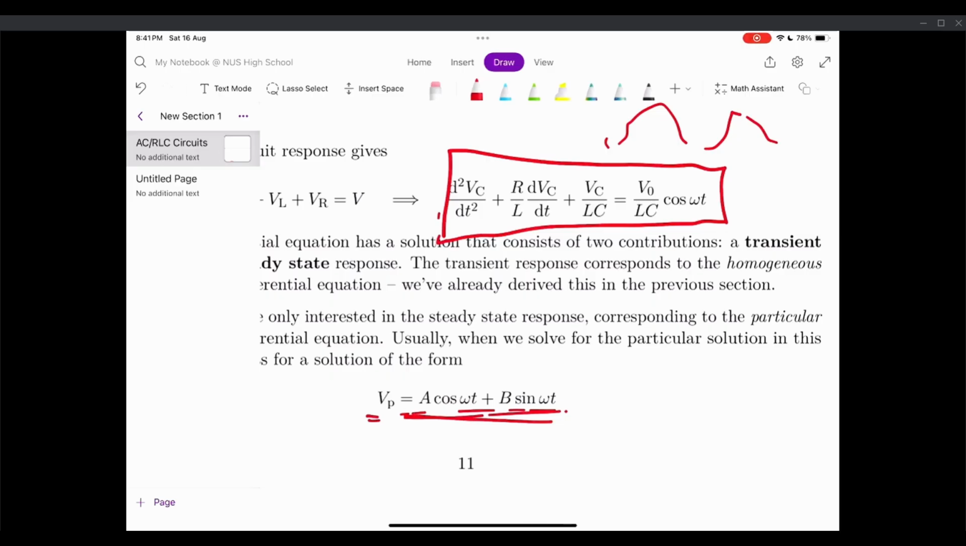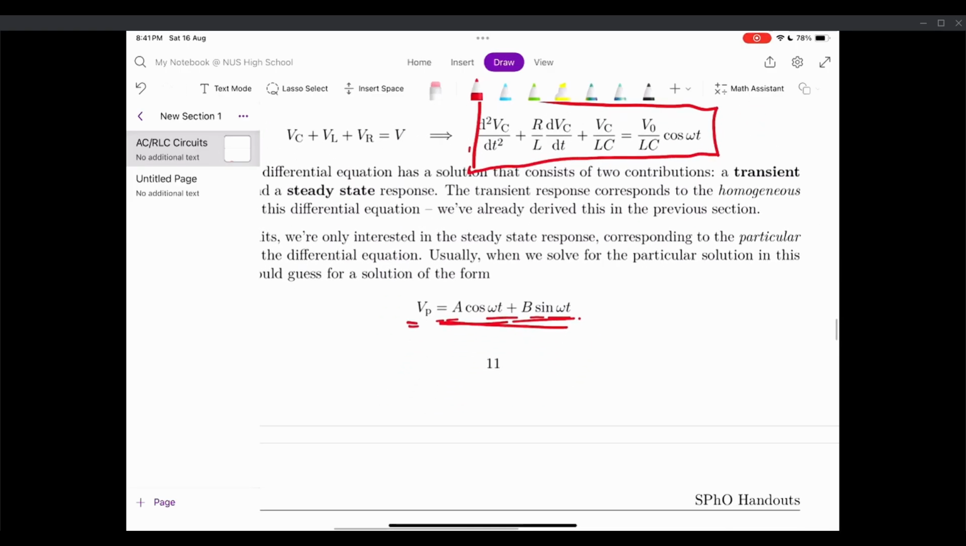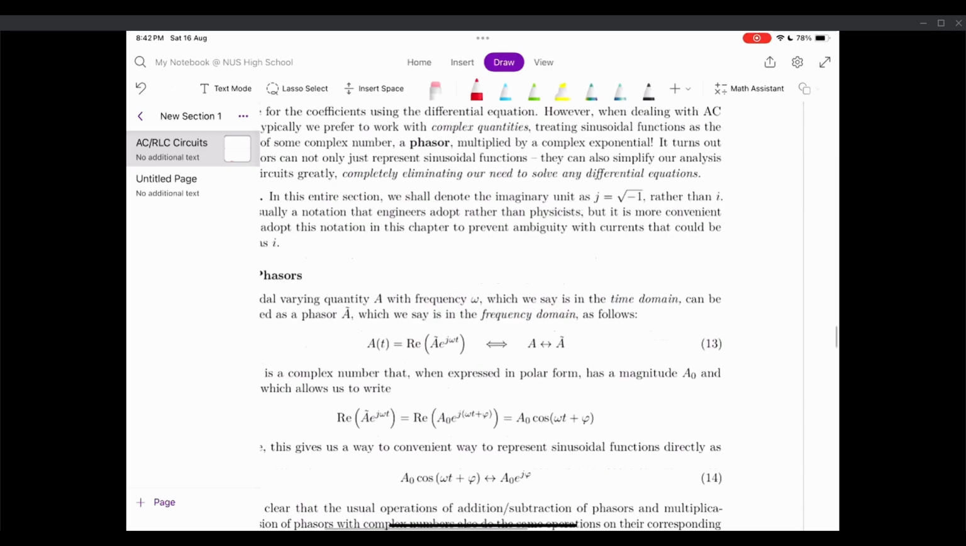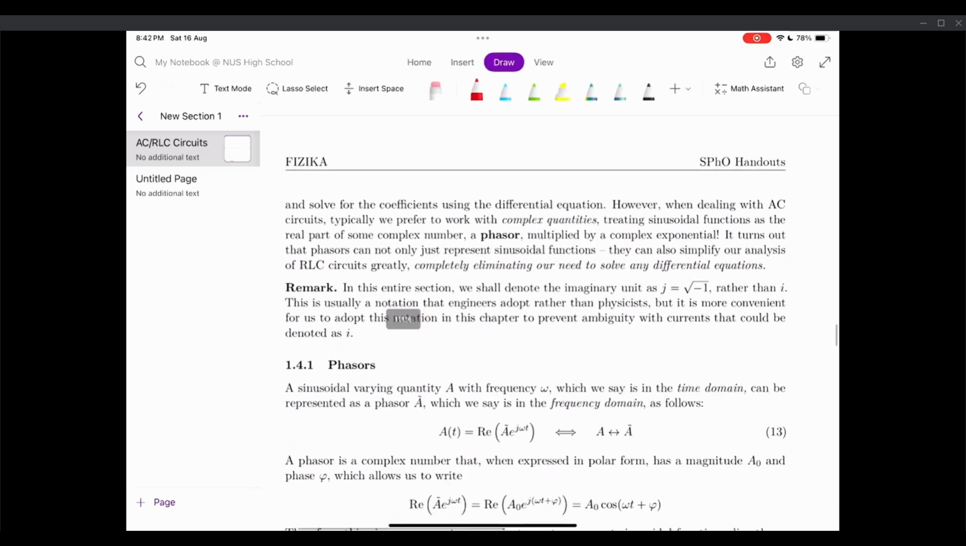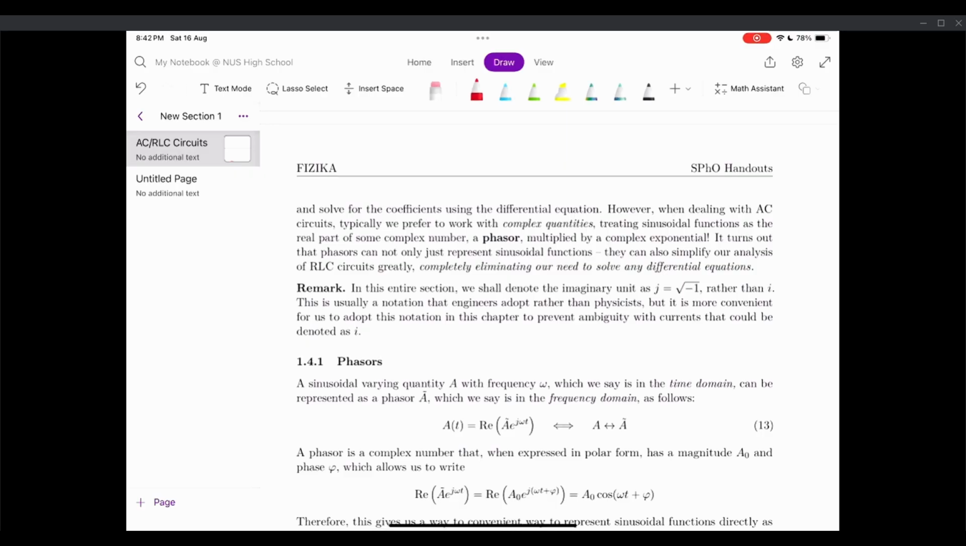So that's quite easy. You just need to guess a sinusoidal function, something like that. You could do all that, or what we're going to do is introduce something called phasors, which will massively simplify our analysis. It basically turns any AC RLC circuit into a DC circuit. Really, that powerful? Unfortunately, at the cost that we're going to be using complex numbers.